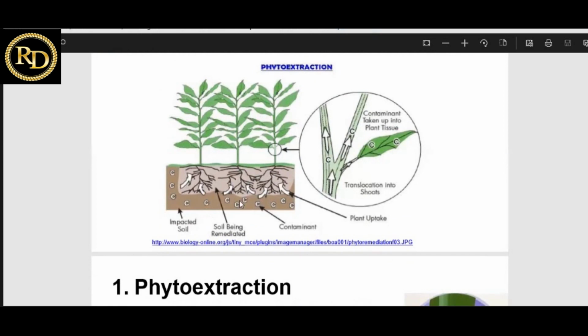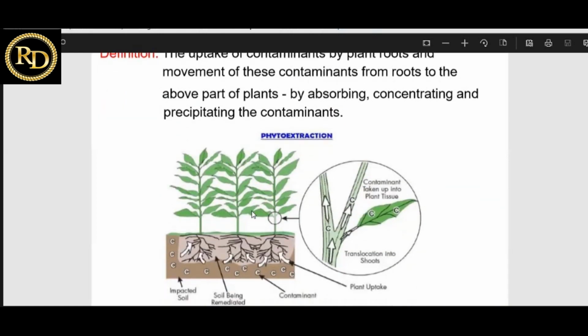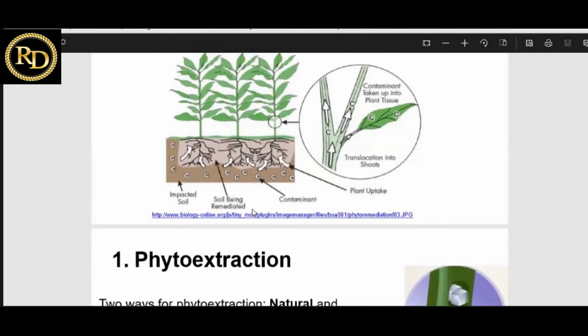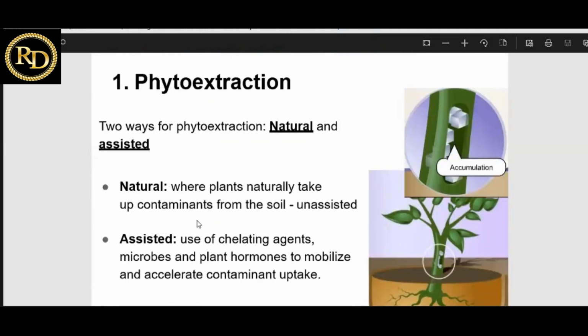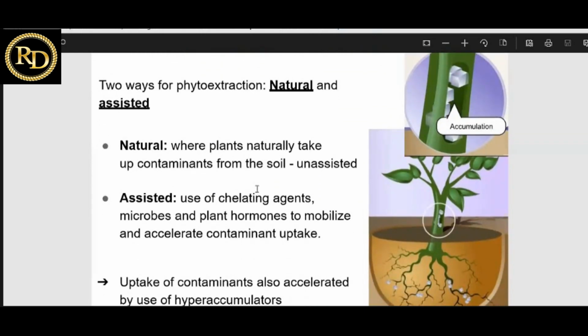Because of the movement of the metals from the soil to the plant, this soil is now free from any type of materials. So this is called phytoextraction. Now, second thing, we have two ways of phytoextraction. One is the natural and one is the assisted. Natural means plants have their own capacity to uptake the materials. Based on this natural process, we have different classifications. One is called the hyperaccumulator, one is called the moderate accumulator.